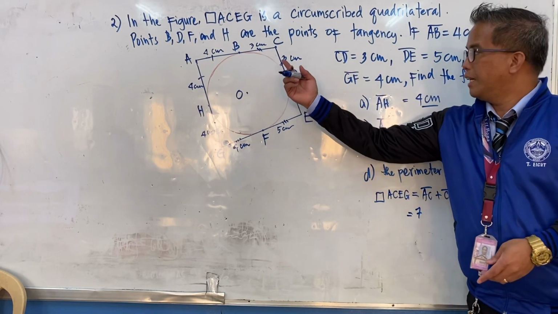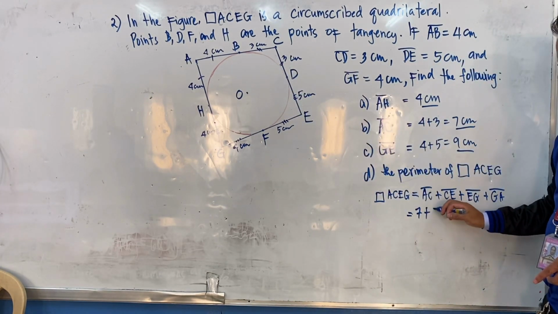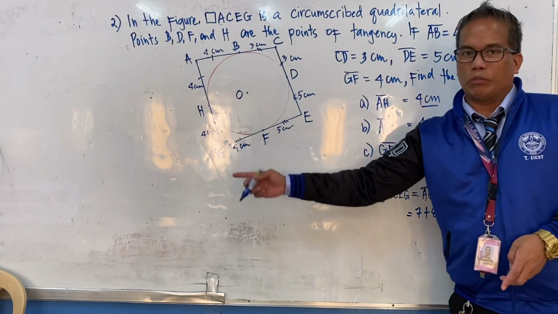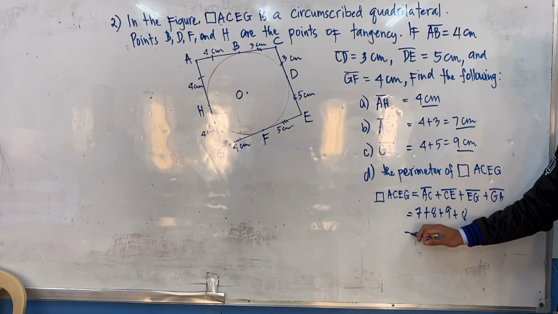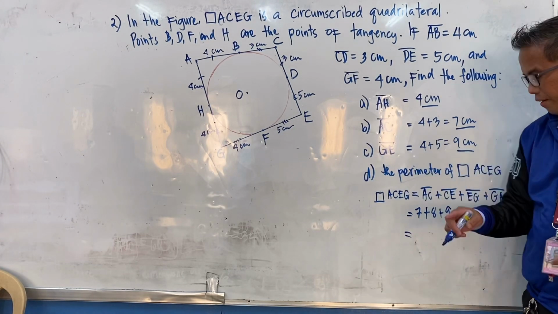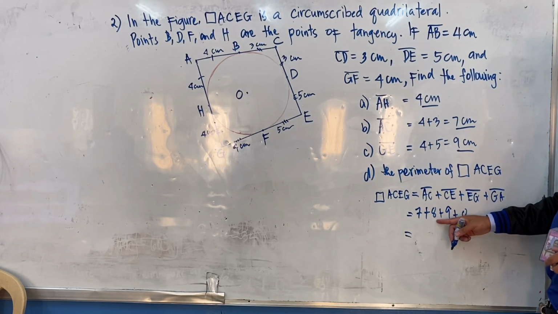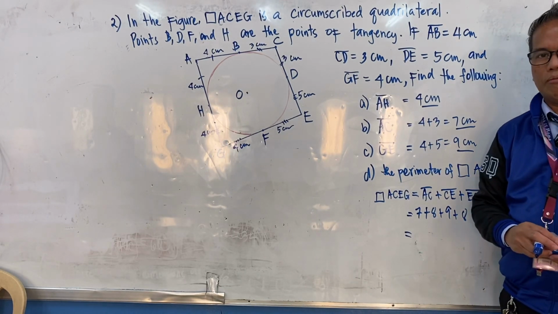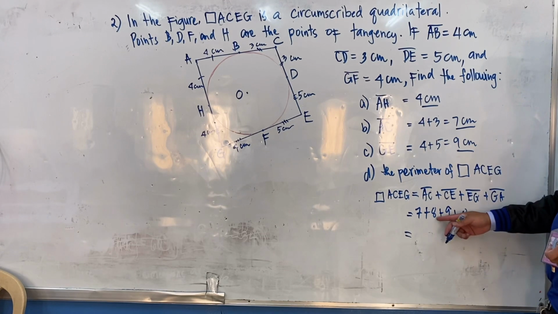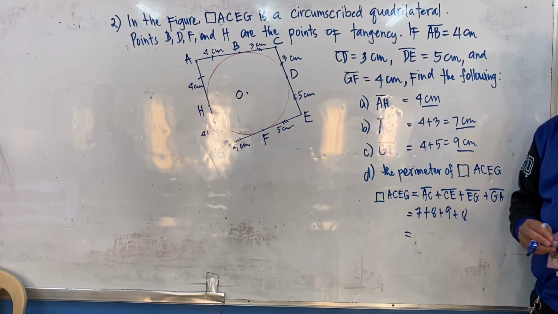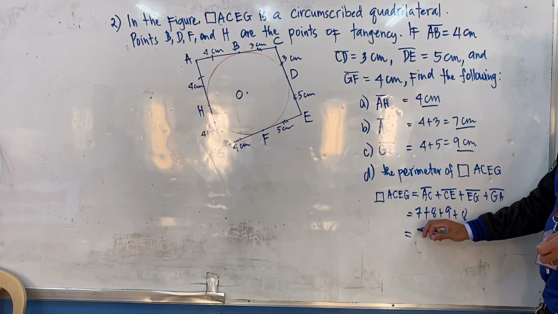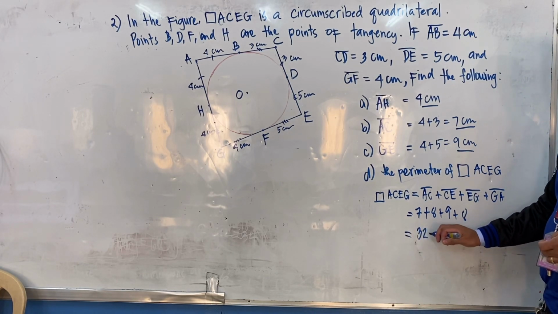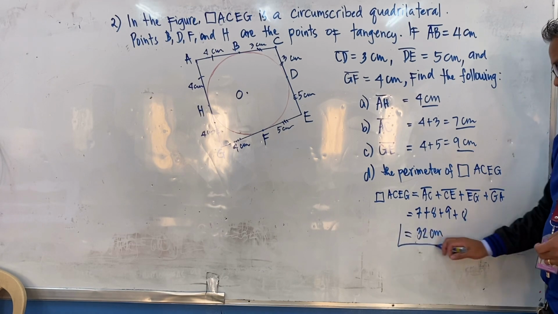And then 3 plus 5 is equal to 8. 5 plus 4 is equal to 9. Then 4 plus 4 is equal to 8. So adding all together, 7 plus 8, we have now 15. 15 plus 9 is equal to 24. 24 plus 8 is equal to 32 centimeters. So this is now the perimeter.